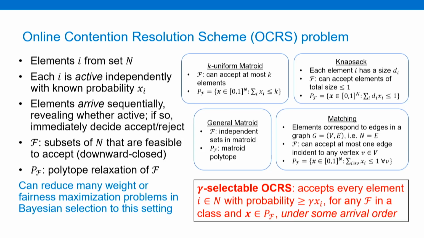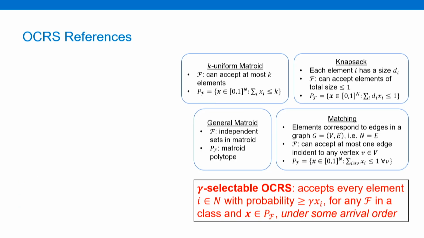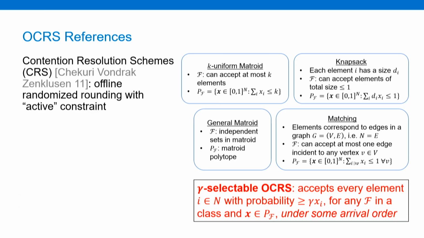Okay, so let me now just give you some history on this online contention resolution scheme problem. It was first introduced in 2011, actually not as an online problem, but as an offline randomized rounding problem with an active constraint. What that means is, traditionally in these polytopes, if you're allowed to just arbitrarily round elements up or down, a lot of them are actually integral. For example, it's a celebrated result that for the matroid polytope, you can take any fractional solution and write it as a convex combination of independent sets in the matroid. For matching, the fact is true for bipartite graphs.